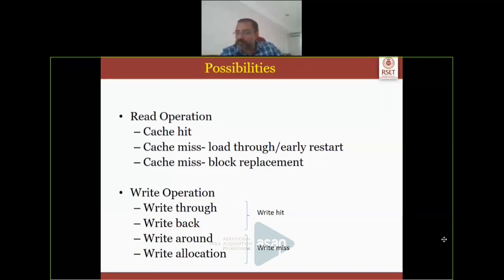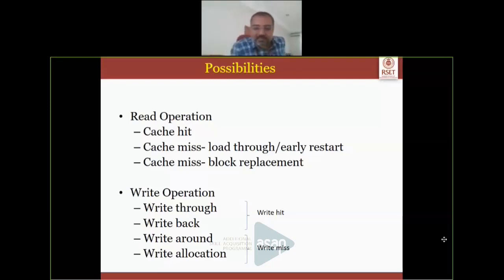In write through, the update is done in the cache, plus at the same time, the update is done in the main memory also. I repeat, when there is a modification, and that particular content resides in the cache memory, that update is done in the cache memory. Along with that, the same update is also done in the main memory. That is write through.